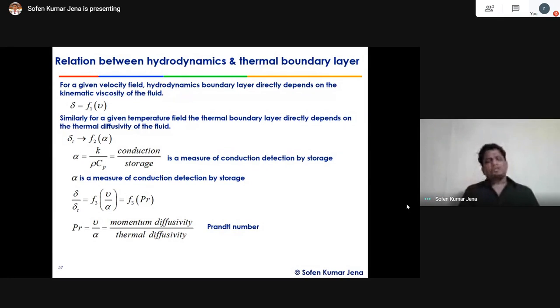For a fluid close to air, where momentum and thermal disturbances propagate at almost the same speed, the Prandtl number is equal to 1. By the way, for air, the Prandtl number is 0.7, not 1.